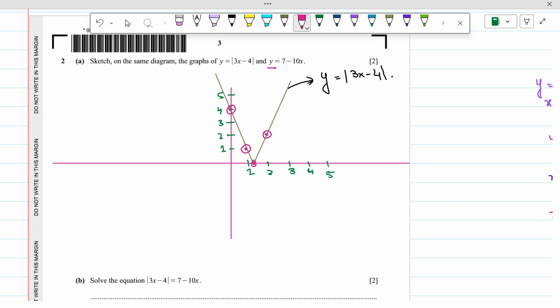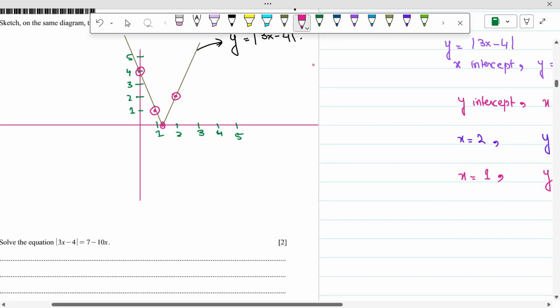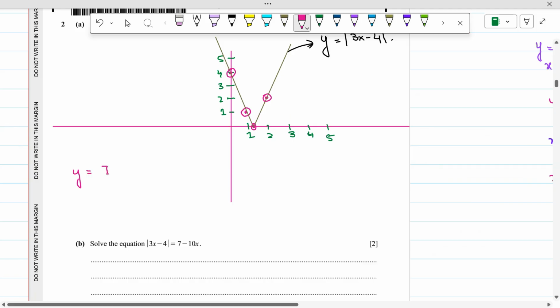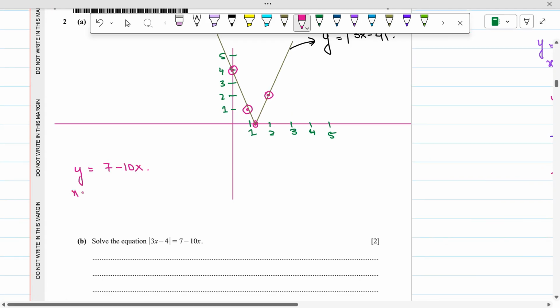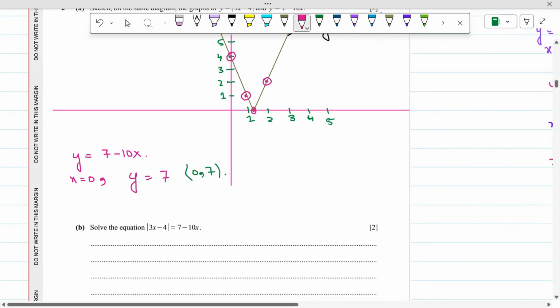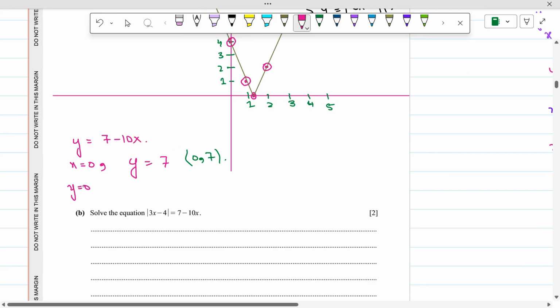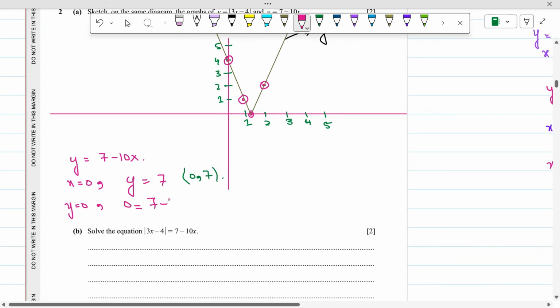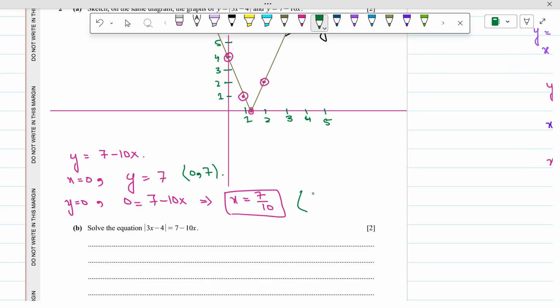Now we plot the graph y is equal to 7 minus 10x. When x is equal to 0, y will be equal to 7 minus 10 times 0, which means 7. So the point in this case is 0 and 7. Similarly, when y is equal to 0, we will have 0 is equal to 7 minus 10x, which gives x is equal to 7 over 10. So in this case, the point will be 7 over 10 and 0.